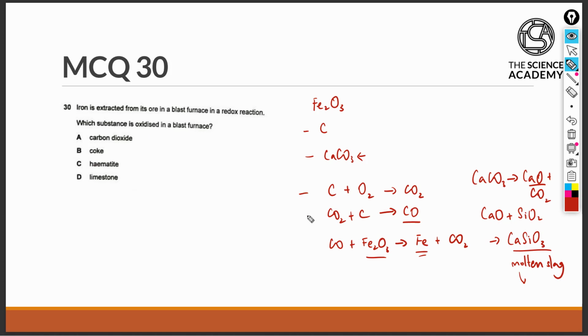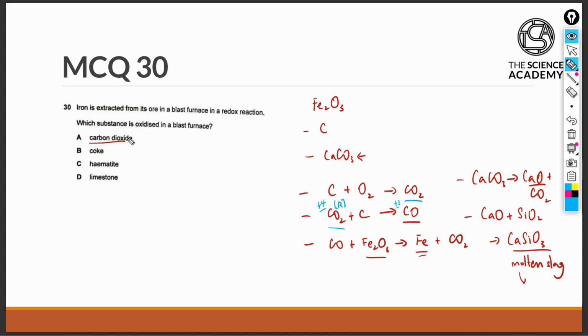Having all our equations here, let's find out which of the substances is oxidized or reduced in the blast furnace. We see carbon dioxide here and here, and carbon dioxide reacts with more coke to form carbon monoxide. In carbon dioxide, carbon has the oxidation state of +4, while in carbon monoxide, carbon's oxidation state is +2. A reduction in the oxidation state from +4 to +2 means that carbon dioxide, or rather carbon, has actually been reduced.